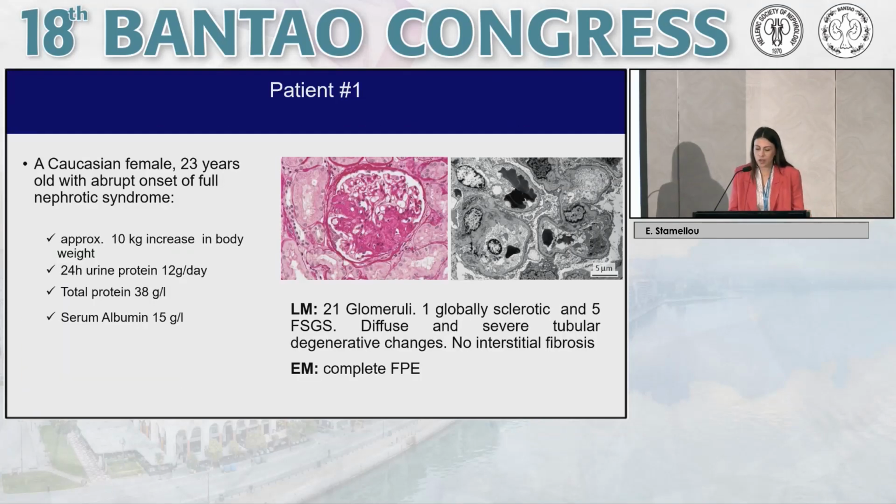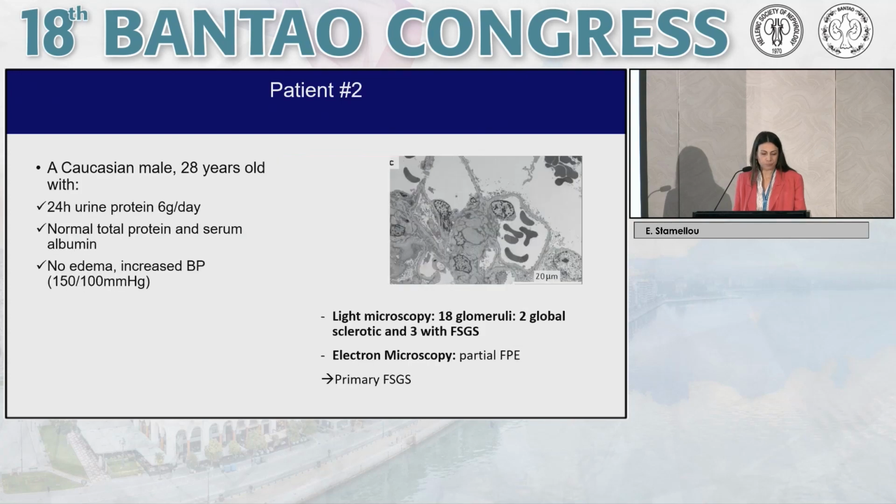I will use two cases to springboard this discussion. The first patient is a Caucasian woman in her 30s with abrupt onset of full nephrotic syndrome, 2 grams proteinuria, serum albumin of 15 grams per liter, and a 10 kilo increase in body weight. The biopsy shows 21 glomeruli, 1 globally sclerotic, and 5 with FSGS, and the electron microscopy showed complete foot process effacement.